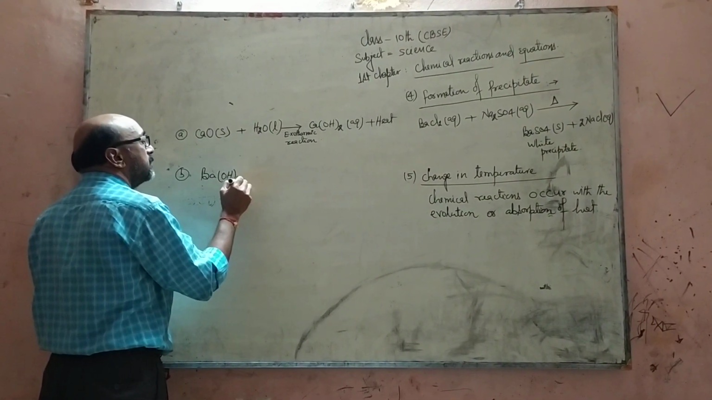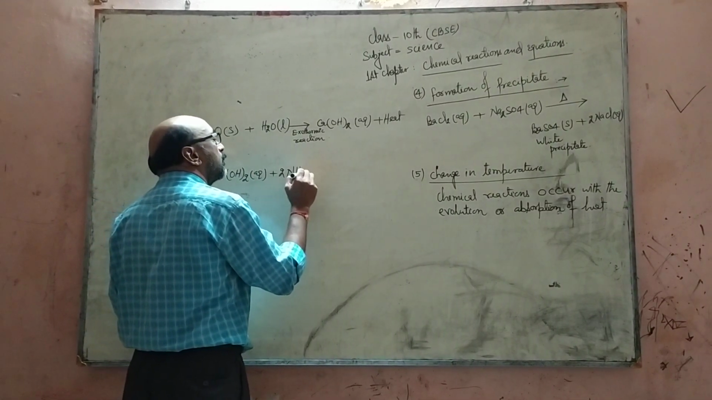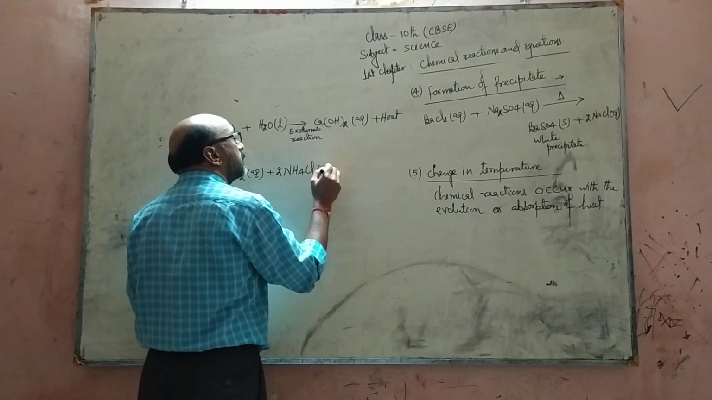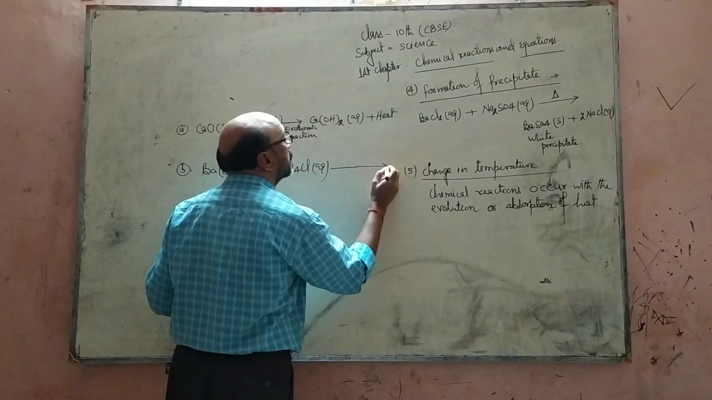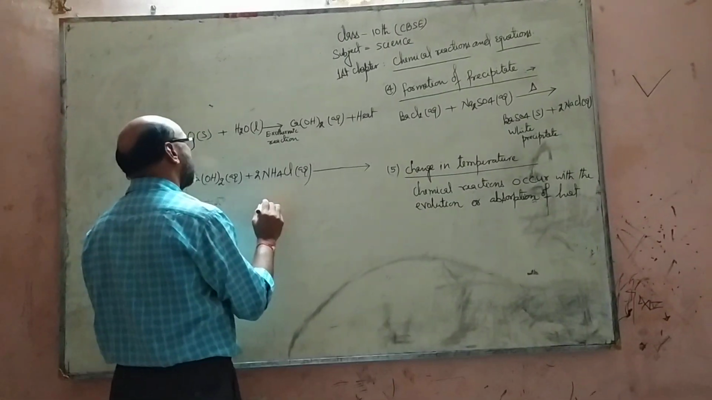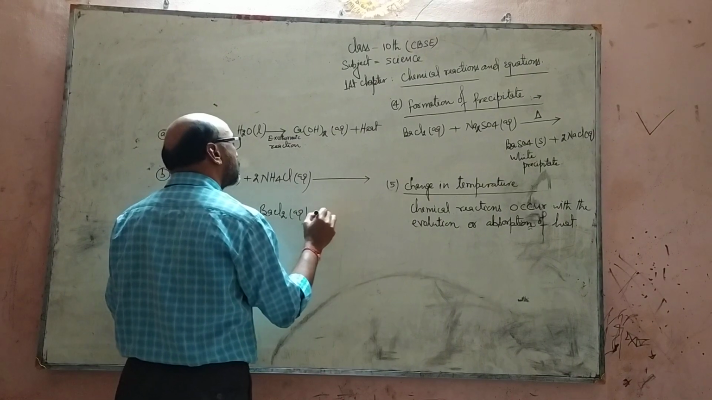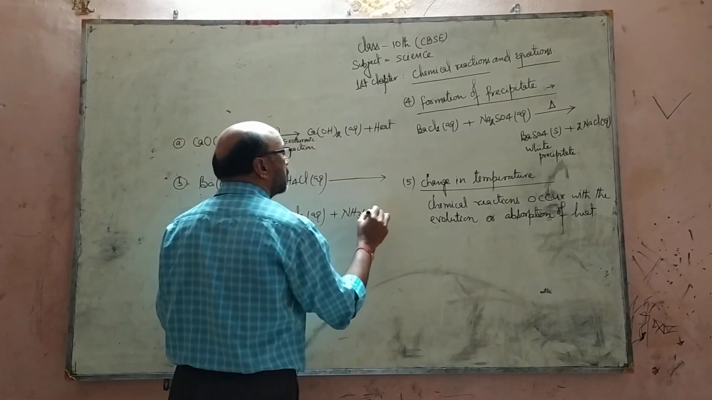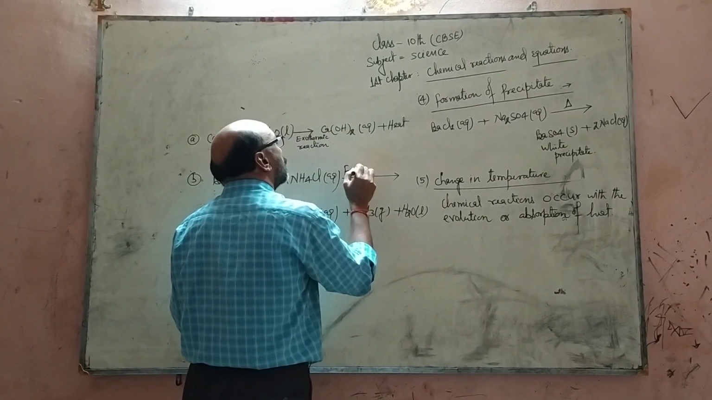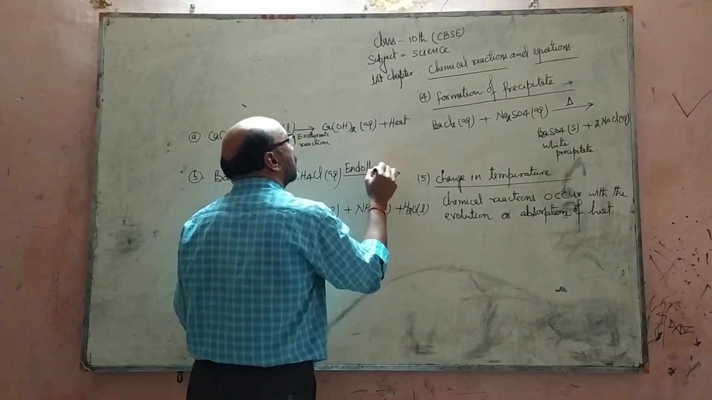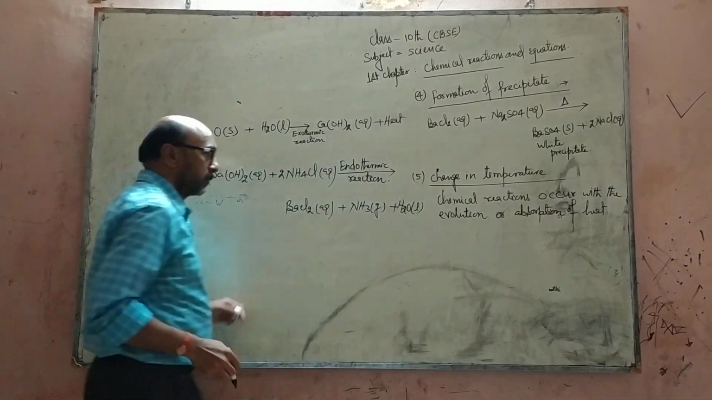Barium hydroxide aqueous plus ammonium chloride aqueous gives barium chloride aqueous, ammonia gas, and water. This is an endothermic reaction. Okay.